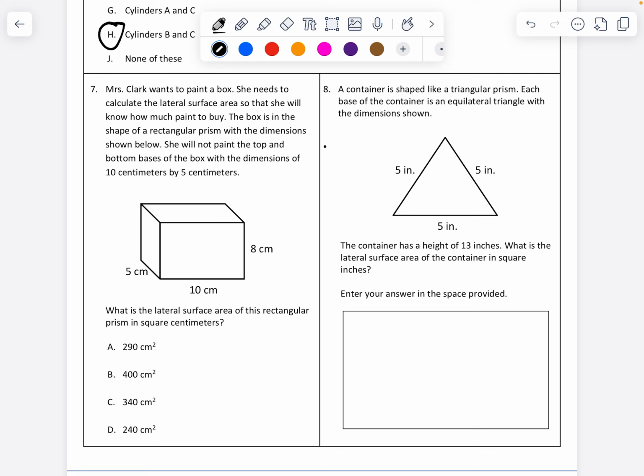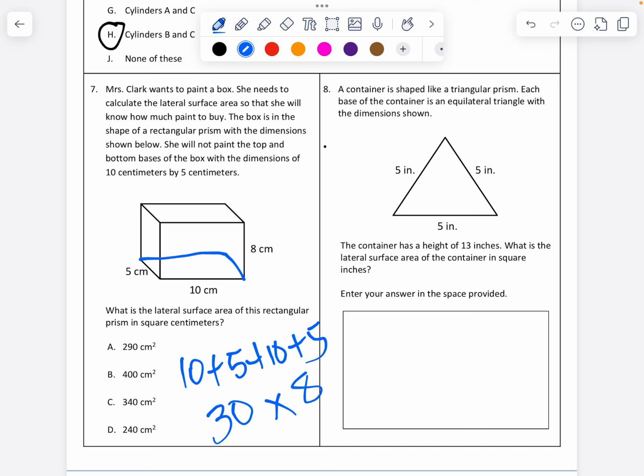They're saying this is the base, so we're not going to use it. We want this, not that. It's 10 and 5. The base is down here, and it's 10 and 5, so it's 10 plus 5 plus 10 plus 5, which is going to be 30, and then times 8. So it was perimeter times height, which is going to be 240. It should be D. Sorry about that.